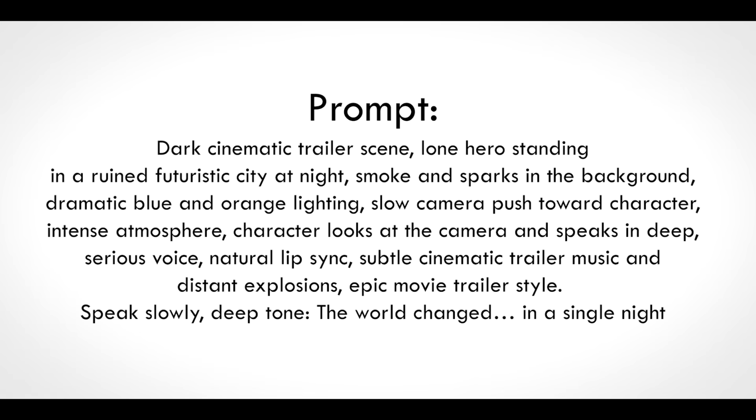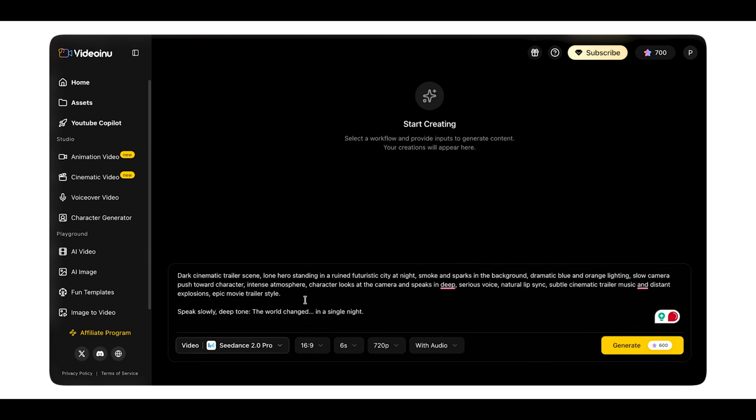The prompt is: dark cinematic trailer scene. Lone hero standing in a ruined futuristic city at night. Smoke and sparks in the background. Dramatic blue and orange lighting, slow camera push towards character, intense atmosphere. Character looks at the camera and speaks in a deep, serious voice, natural lip sync, subtle cinematic trailer music, and distant explosions, epic movie trailer style. Speak slowly, deep tone: the world changed in a single night. And just click generate.